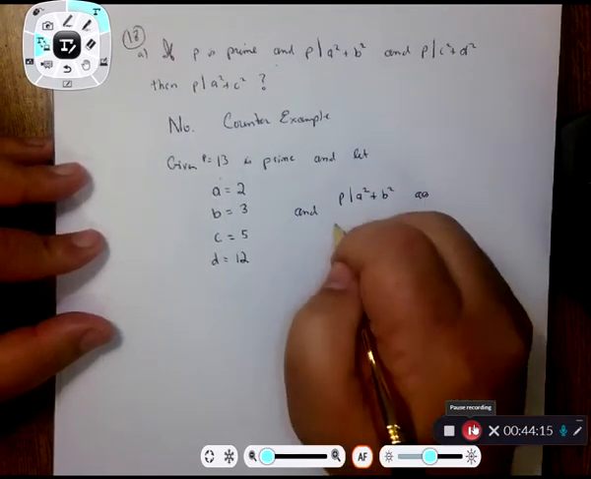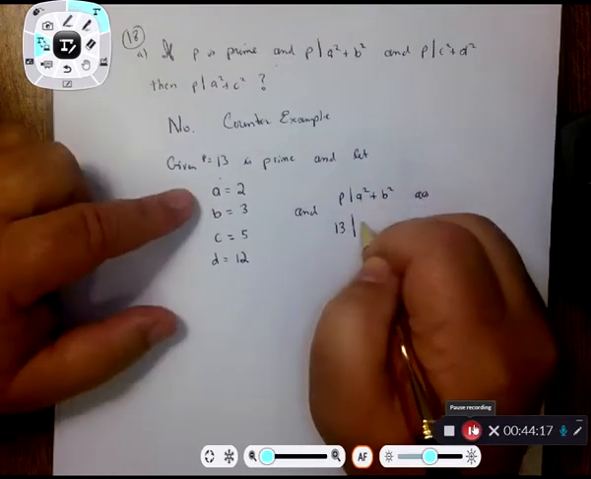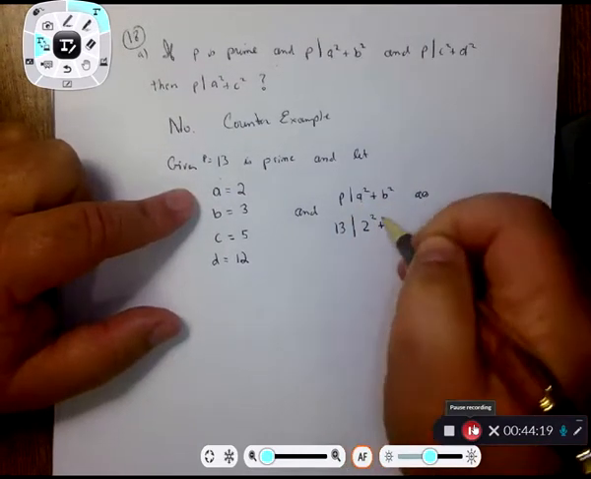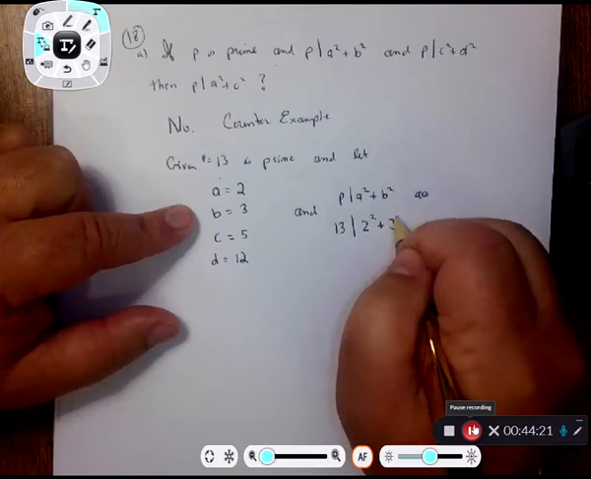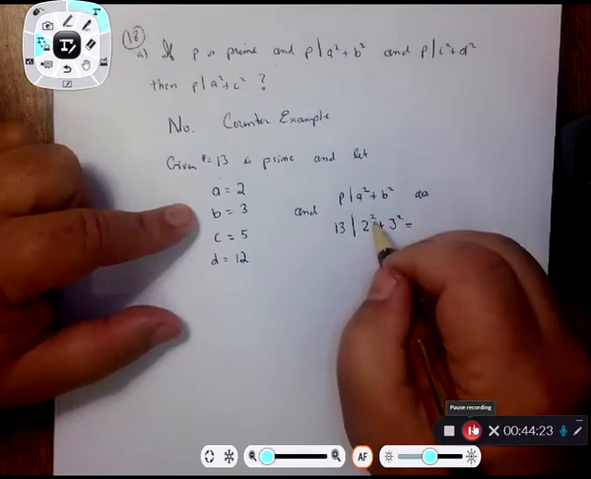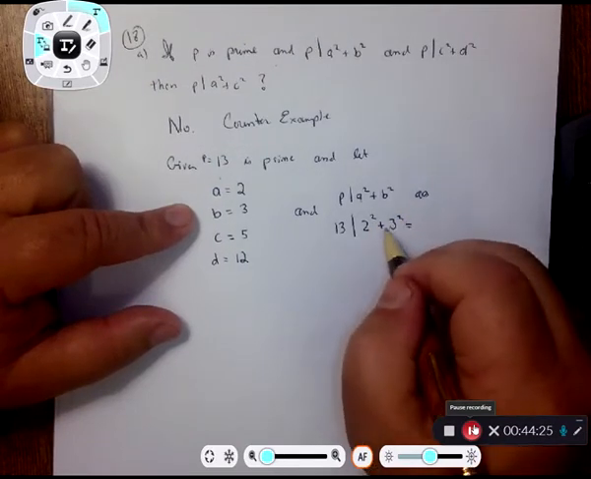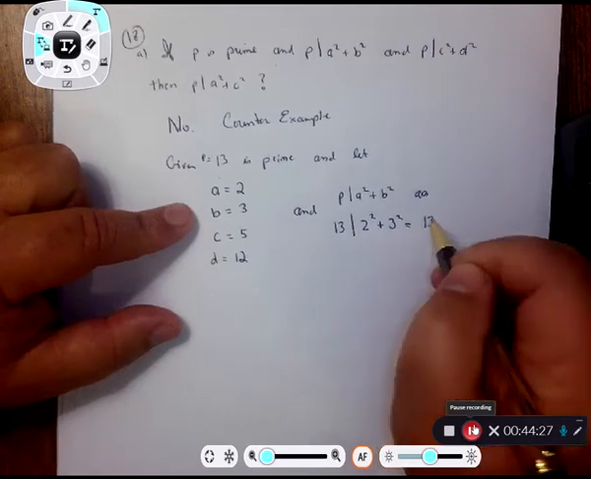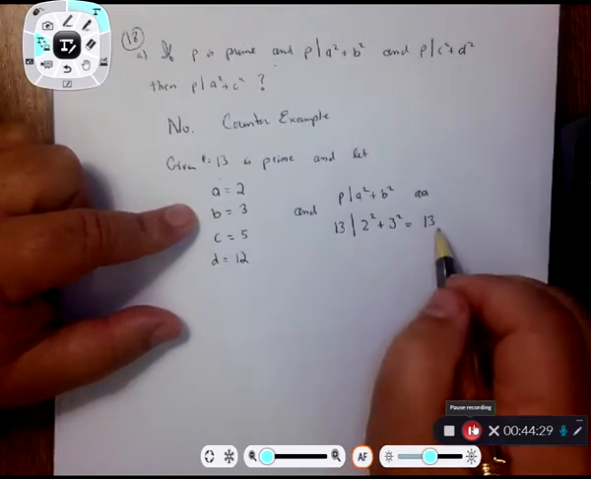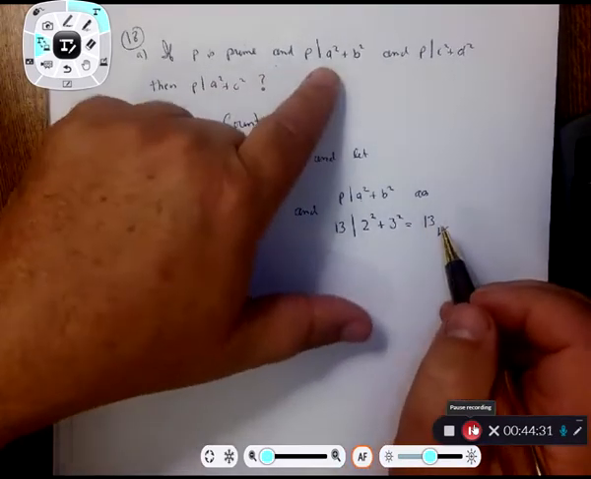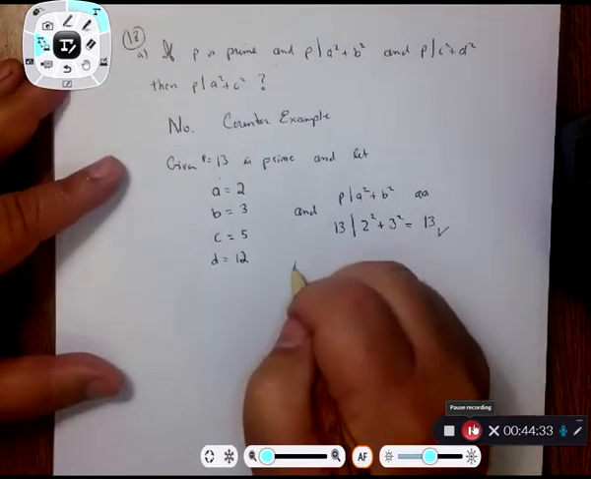And I want to show you that P divides A squared plus B squared, as 13 divides A, which is 2 squared, plus B, which is 3 squared. Now, 2 squared is 4, 3 squared is 9, 4 plus 9 is actually 13, and clearly 13 divides 13. So, this is true.